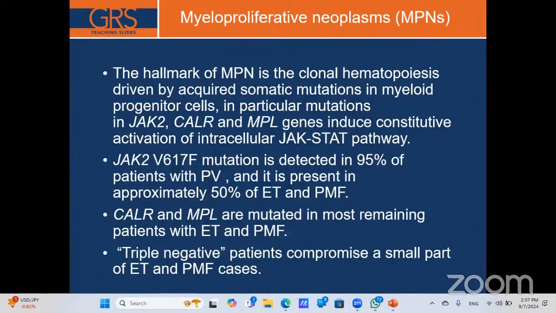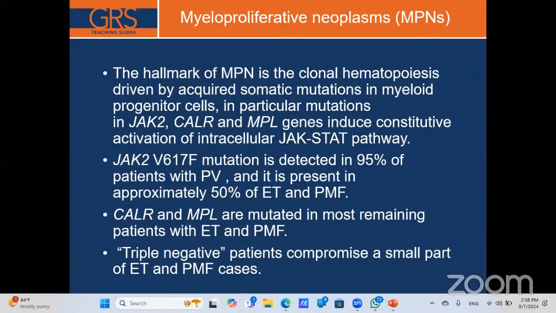The hallmark of myeloproliferative neoplasms is clonal hematopoiesis driven by acquired somatic mutations in the myeloid progenitor cells, in particular mutations in the JAK2 or Janus kinase 2, CALR, which is calreticulin, and MPL genes. These lead to constitutive activation of the intracellular JAK-STAT pathway that leads to overproduction of erythrocytes, so development of polycythemia vera, or overproduction of platelets that leads to essential thrombocythemia, and so on.